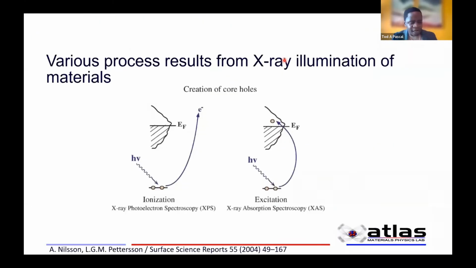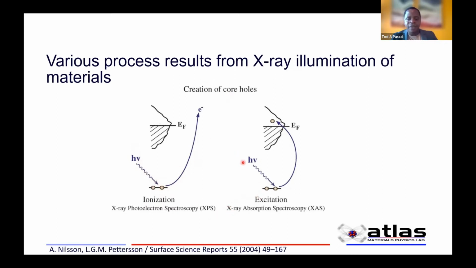Okay, so this is not necessary for this crowd, but I just thought it's worth mentioning that we can have a variety of different processes that arise from the absorption of X-rays by a material. In particular, we can have ionization events where we absorb an X-ray photon, and that causes the core electrons that are resonant with the incoming photon to get ejected. And so this is XPS.